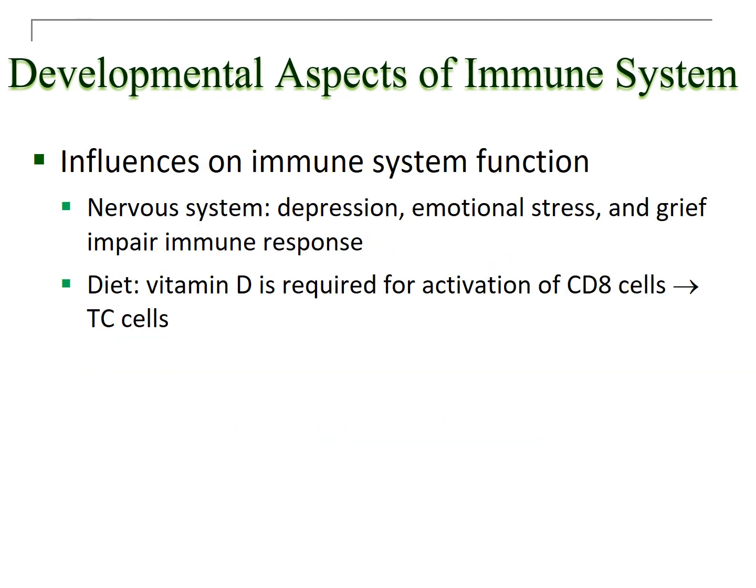So what are some things that can cause influences on immune system function? The nervous system can actually influence immune system function. Depression, emotional stress, and grief can impair the immune response. Part of this is the production of cortisol, which is an anti-inflammatory. But you can also see dietary influences on immune system function, because vitamin D is required for the activation of CD8 cells, which are the cytotoxic T cells.